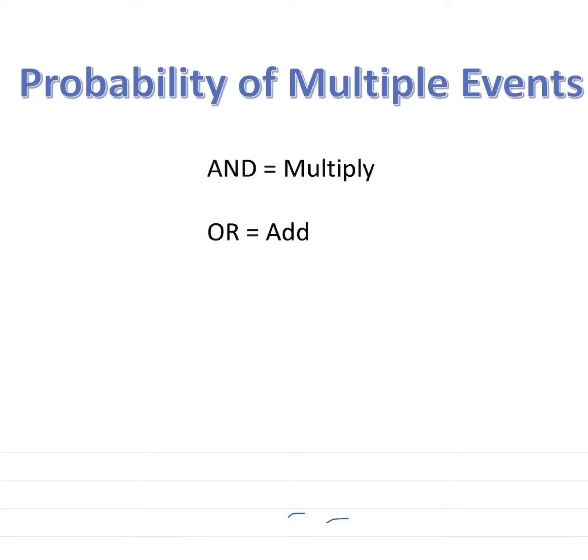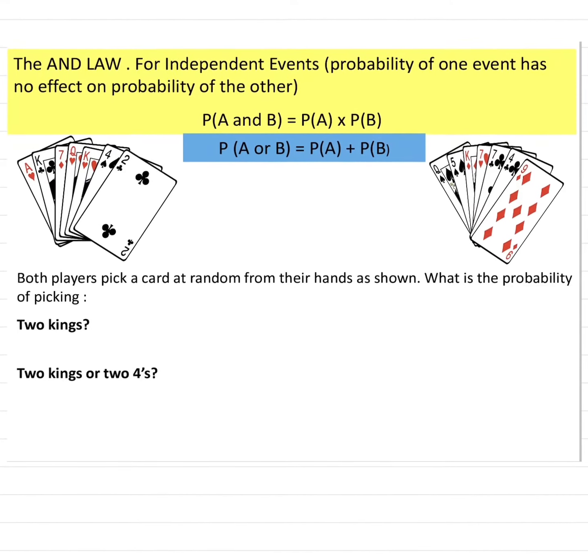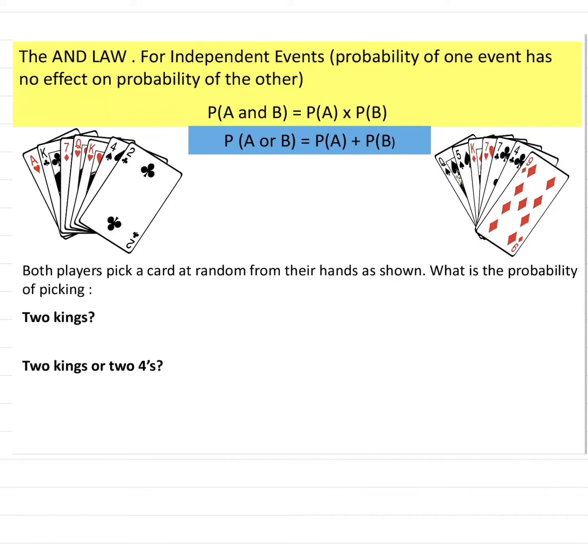In this video, I'm going to be going through with you how to find the probability of multiple events. Now, when you have multiple events and you see the word and, then you multiply. If you see the word or, then we add. So the and law applies for independent events. This is when the probability of one event has no effect on the probability of the other. So then we multiply. If you see the word or, we add the probabilities.